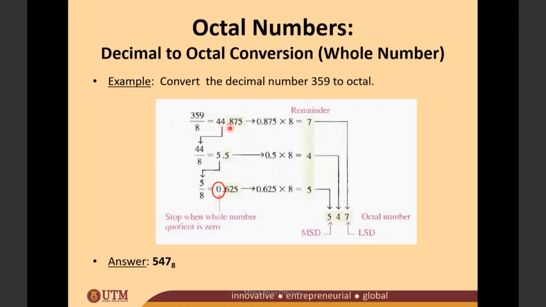So, apa kamu nak buat yang ni? Kamu boleh darab dia punya weightage. Kamu tahu, 8 kuasa 0, 8 kuasa 1, 8 kuasa 2, 8 kuasa 3. So yang ni 8, yang ni 1, 8 kuasa 2 is 64, 8 kuasa 3 is 5, 1, 2.